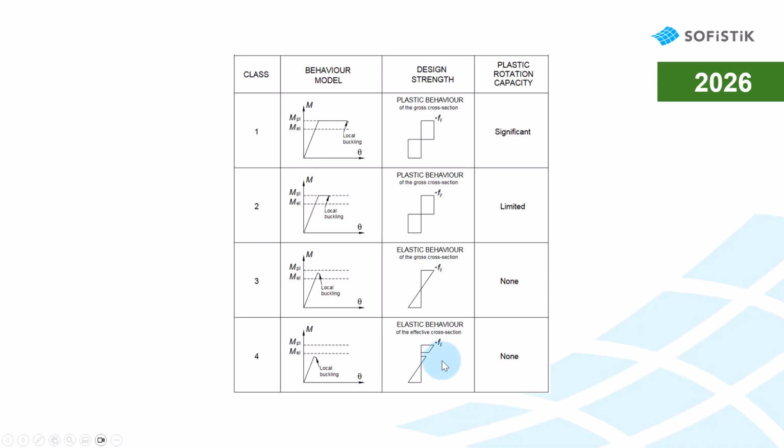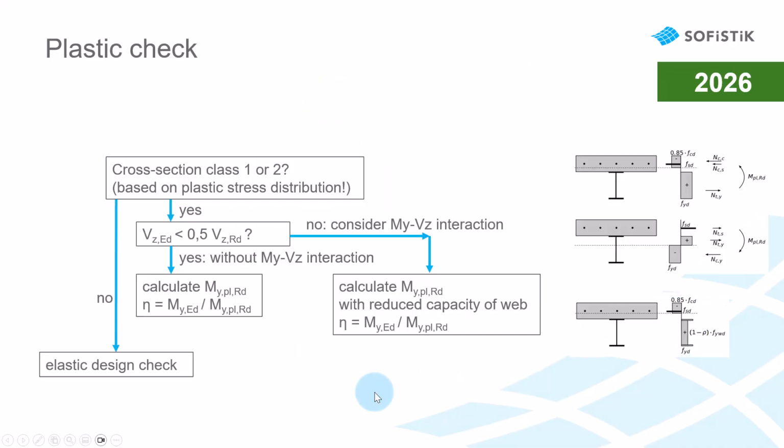I will give a short summary how Sophistic does the design checks for the different section classes. We will start with the plastic check for section class 1 or 2. The classification is done on the full plastic stress distribution, here depicted once for a positive bending moment and once for a negative bending moment.